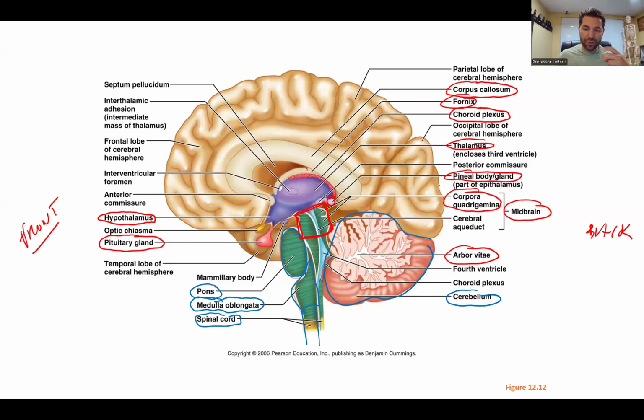And these are the two little bumps that sit back here. They have names. Everything has names. They're called the colliculi, the superior and inferior colliculi. But for now, that corpora, that is the generalized region.